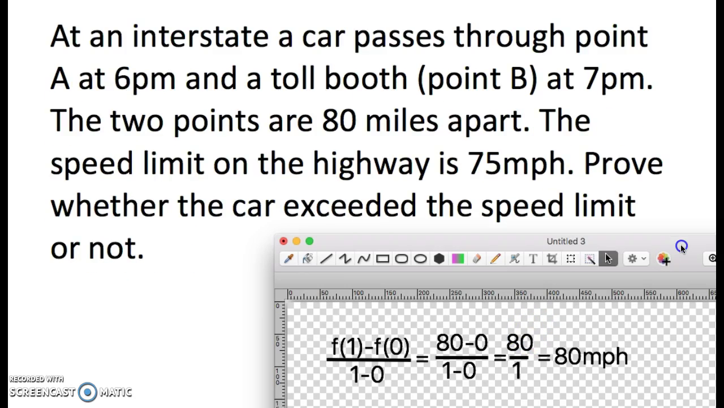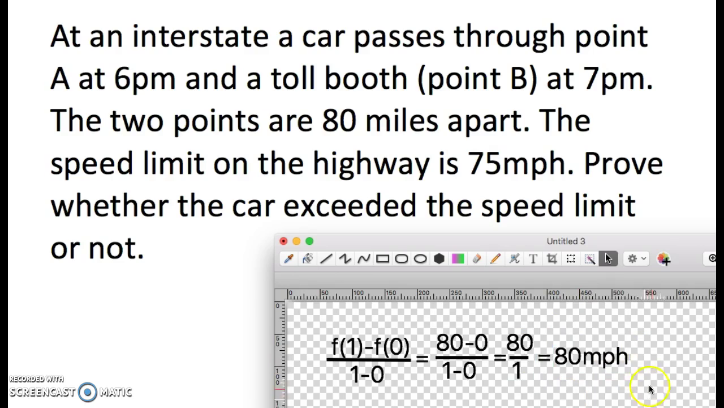Here we go. So we have to find whether the car exceeded the speed limit, which is 75 miles per hour. So here's the work for that. f of 1 means there's 1 hour, and 0 means the starting point at point A, and then 1 minus 0. If you put it together, 80, which is the distance from point A to point B, minus 0, which is position A, over 1, the overall time from point A to point B, minus 0, the starting point.